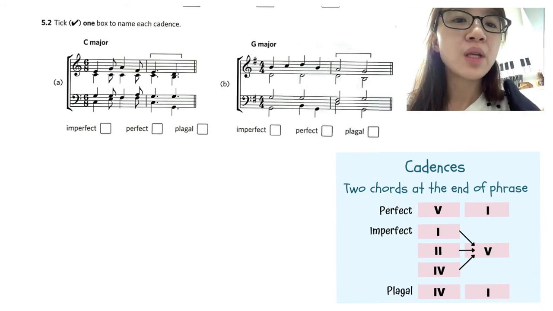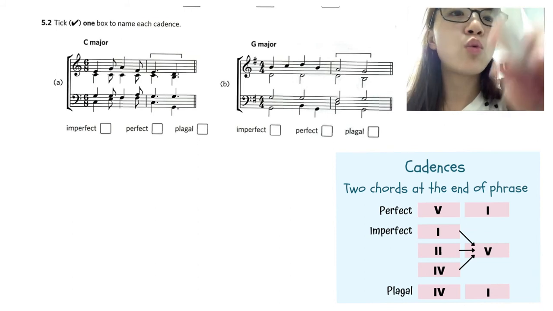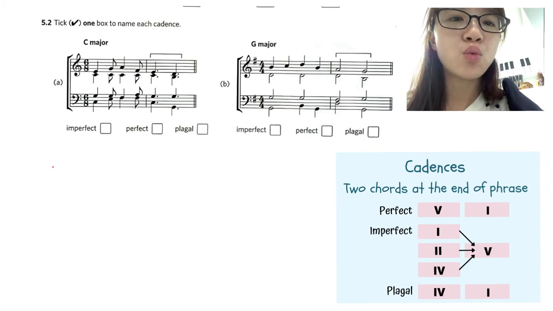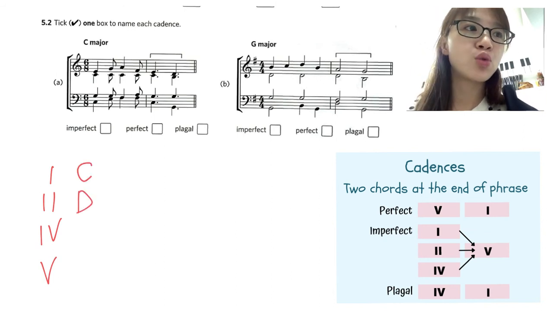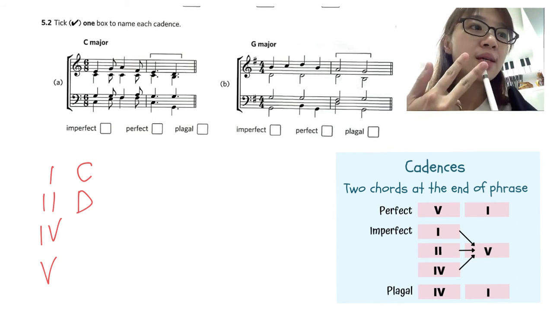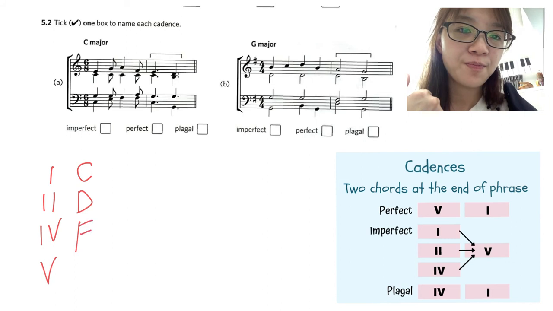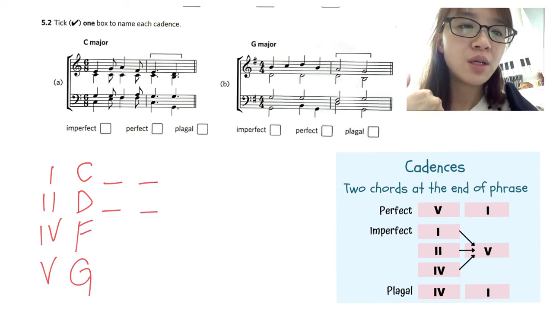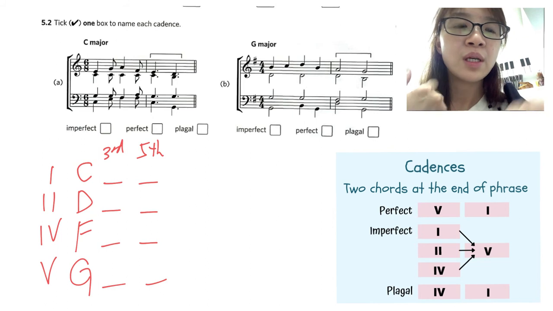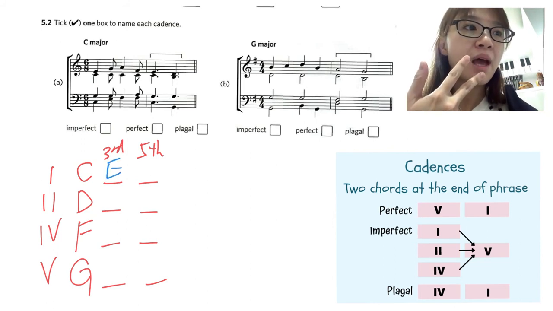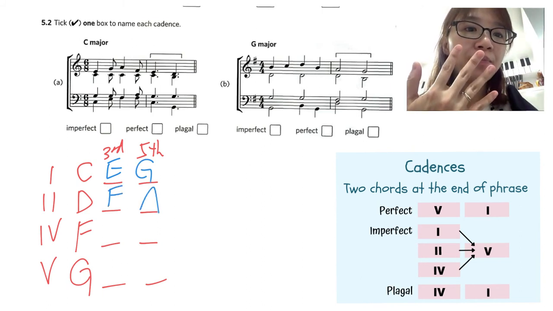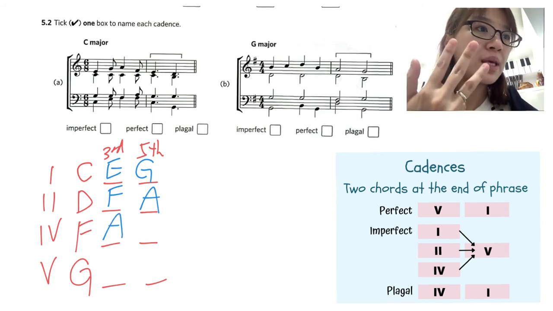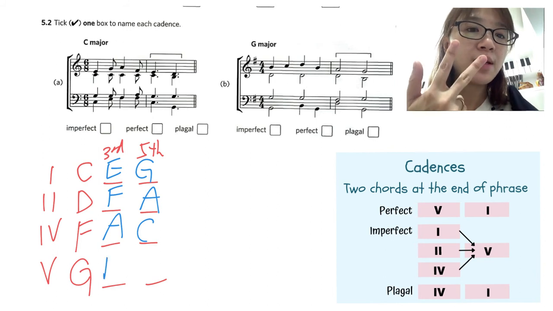So C major, again you can build the chart: 1, 2, 4, 5. Write down the first note of every chord: C, D, F, and G. Now you build the third note and the fifth note. C, D, E, F, G; D, E, F, G, A; F, G, A, B, C; G, A, B, C, D.